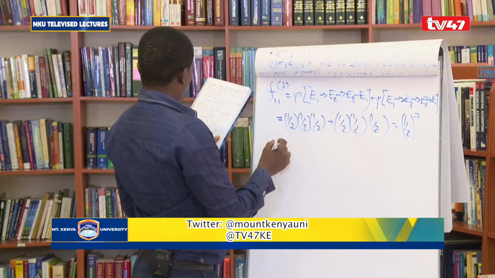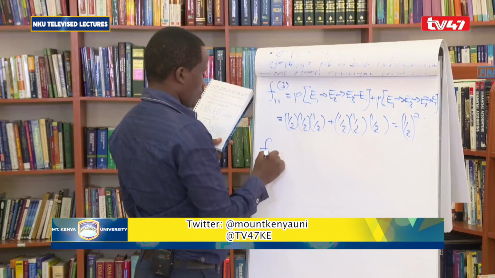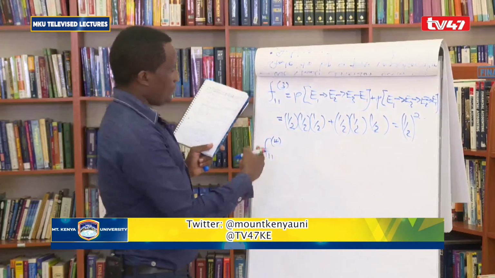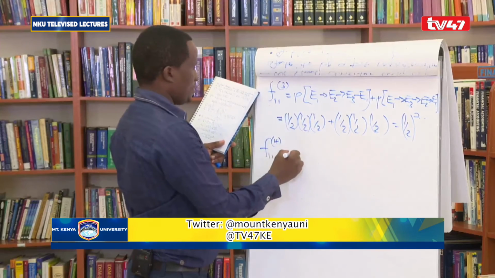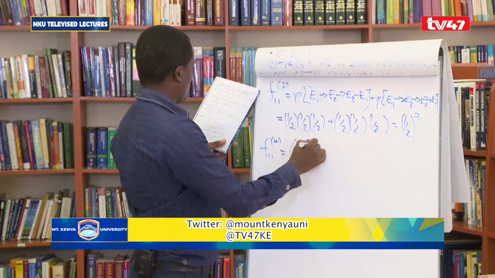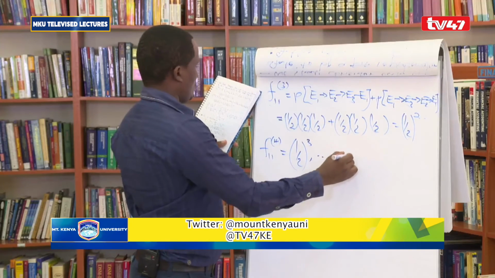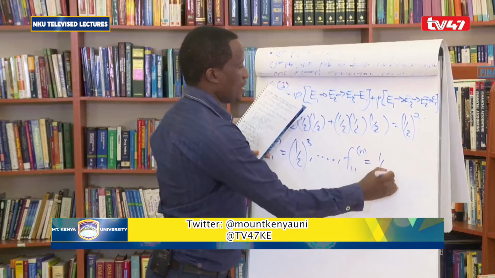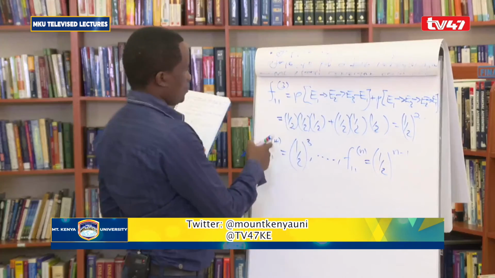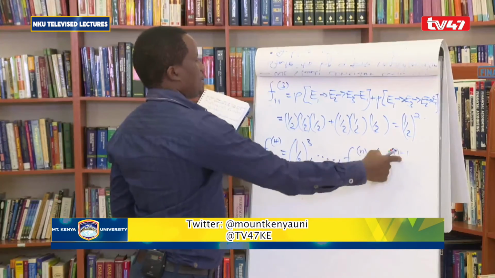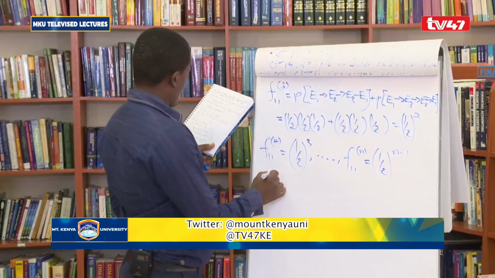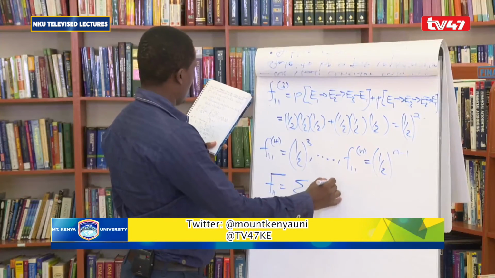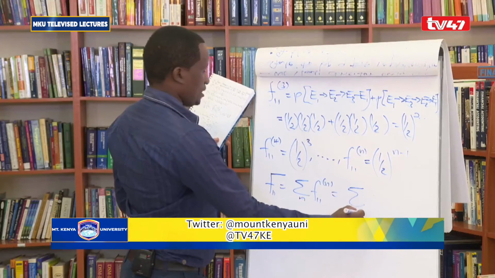Now, if we are looking at F11 in 4 steps for the first time, this will become a half cubed, and that will continue, so that the probability of moving from state 1 to state 1 in n steps is a half raised to the power n minus 1. This was 4, so 3. So when we have n, this will be n minus 1. So capital F11, which we defined as the summation over all n of F11 in n steps, is equal to the summation with n starting from 2.